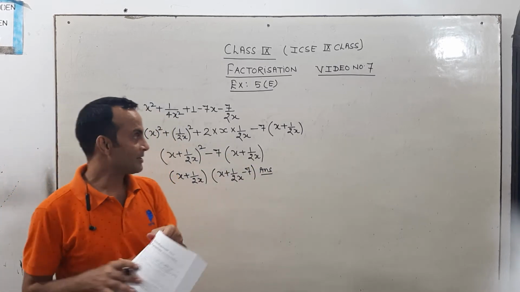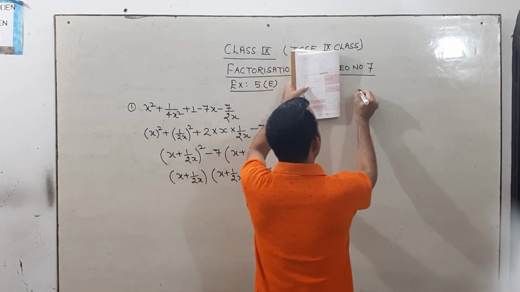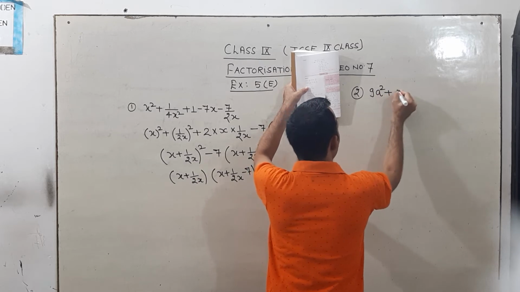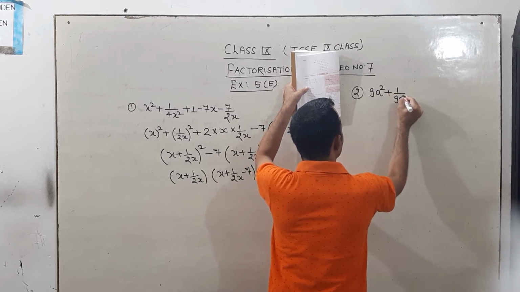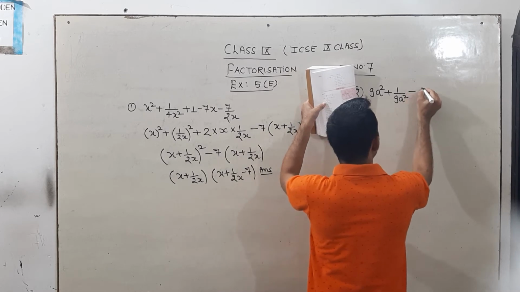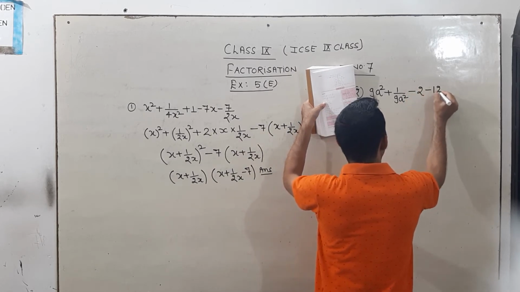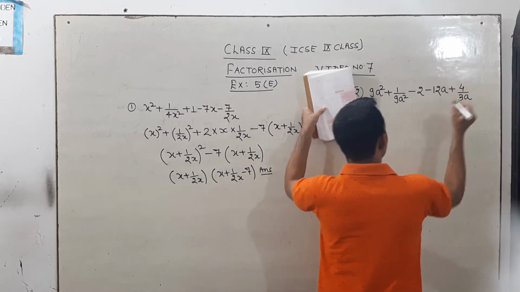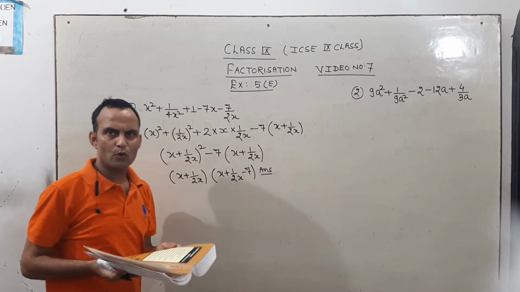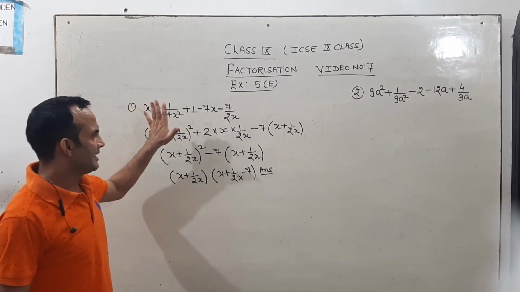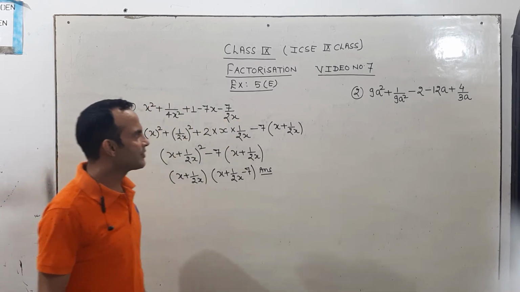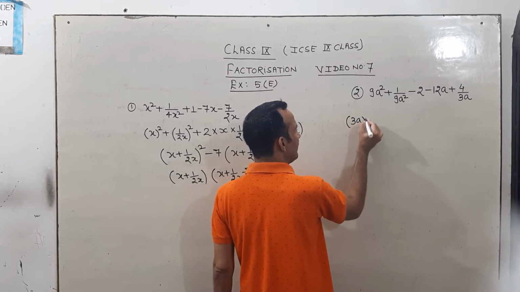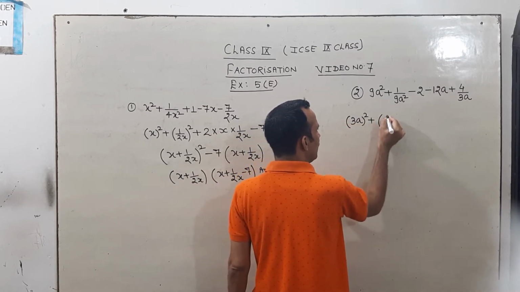Now see problem number 2. The second problem is 9a square plus 1 upon 9a square minus 2 minus 12a plus 4 upon 3a. Dear student, this is also a similar problem. This problem is just like question number 1. This is the square of 3a. This is the square of 1 upon 3a.